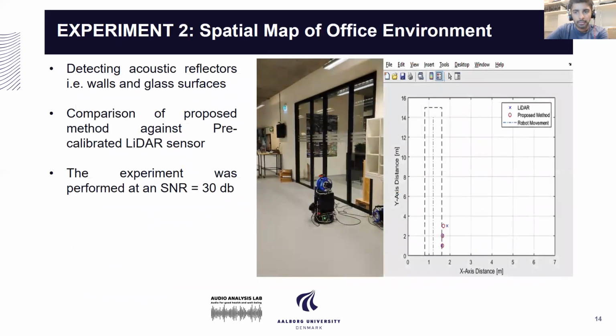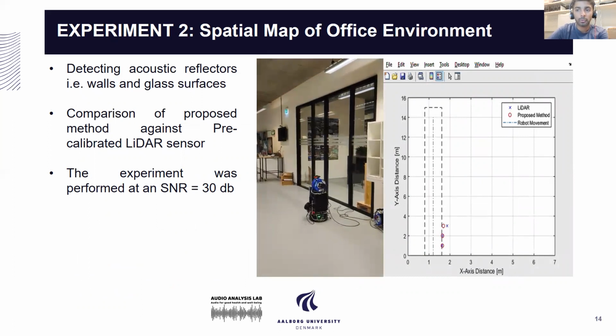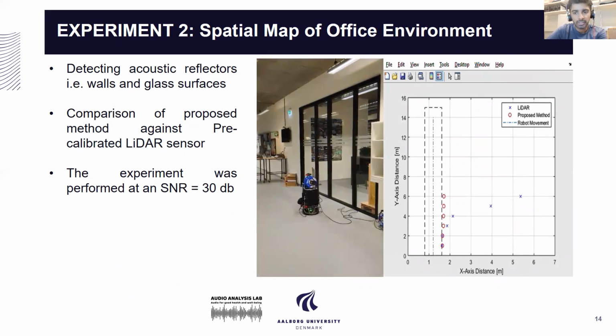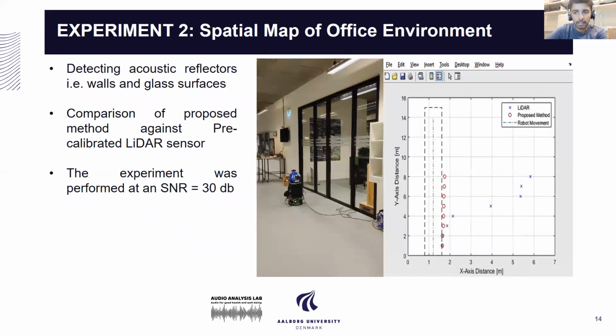In the second experiment, which is a more application-oriented experiment, we test our proposed method in a typical office environment. As seen, the robot moves in a straight line. It has a predefined trajectory and estimates the location of the glass partition and compares it against LiDAR data. As seen in the figure to the right, the LiDAR data fails to detect the glass partition, while the proposed method is robust.